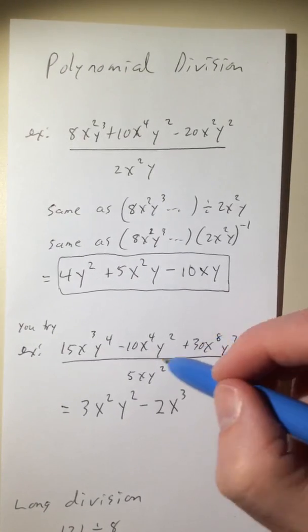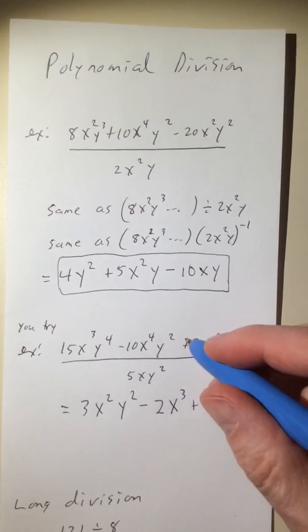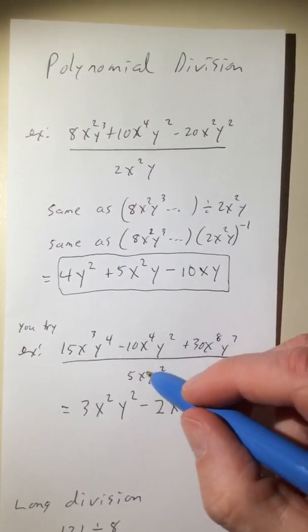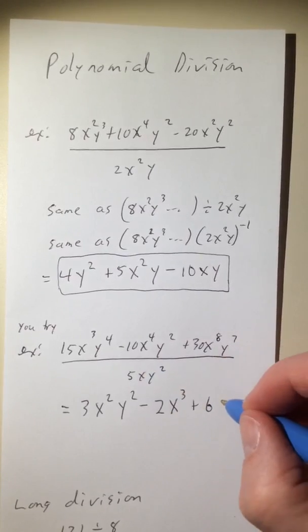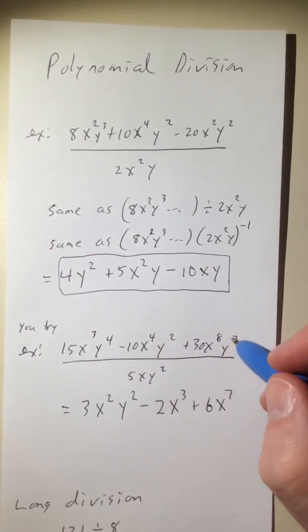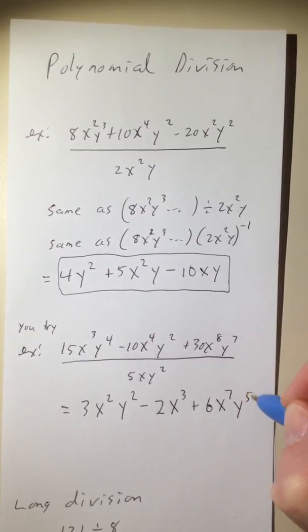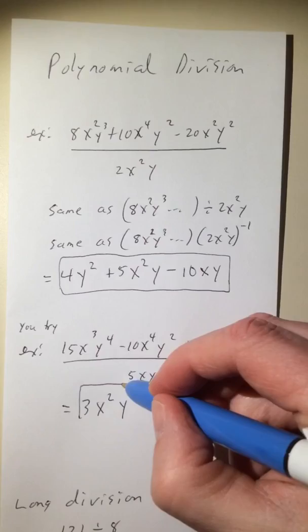And lastly, we have 30 divided by 5. That's a plus sign still, plus. 30 divided by 5 is 6. X to the 8th divided by x to the first. Subtract the exponents. X to the 7th. And y to the 7th divided by y squared is y to the 5th. And this is hopefully what you have.